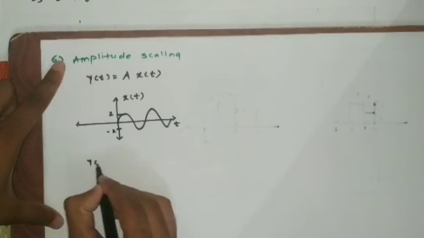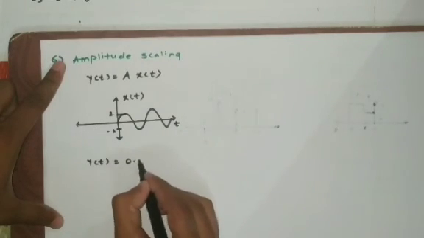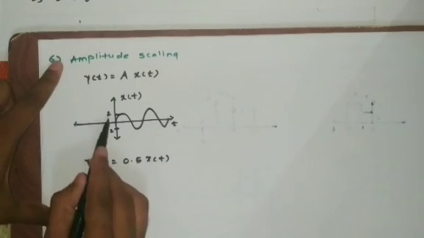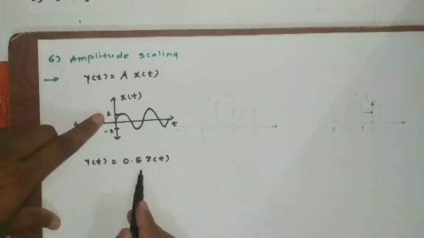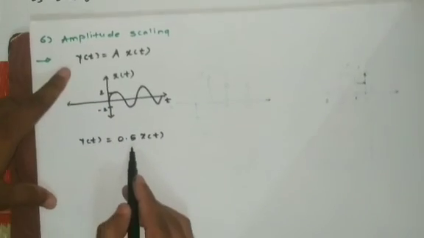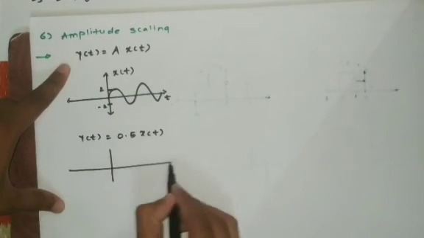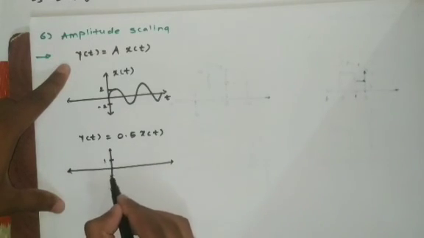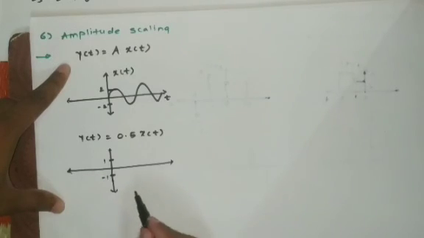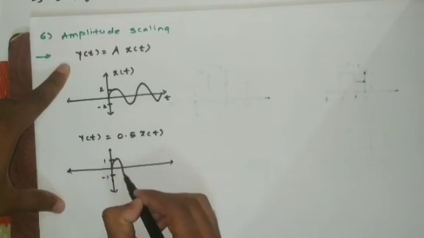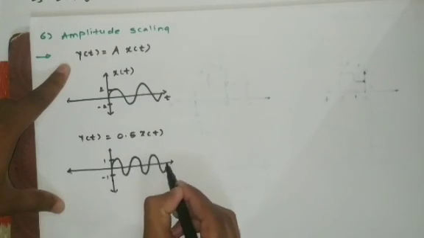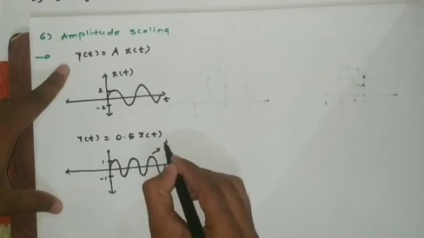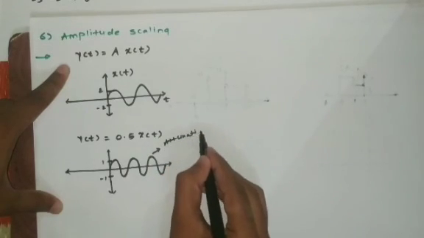Now, if I am multiplying this input signal by a factor say 0.5, what will happen? We have to multiply the individual amplitude term with 0.5. So let us start. 2 into 0.5 is going to be 1. That means now our signal level will be decreased from 2 to 1 and minus 2 to minus 1. And the shape will remain same. Probably it will have a shape like this one. So if the amplitude is decreased, this operation is known as attenuation.